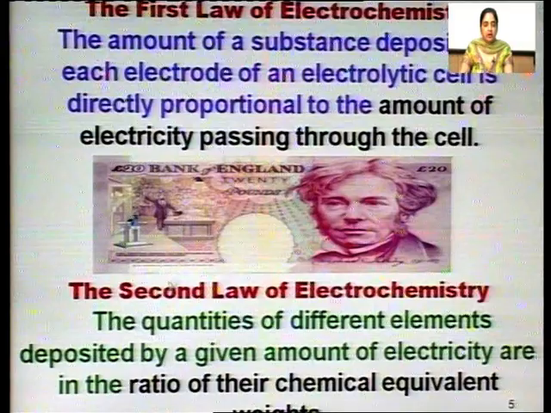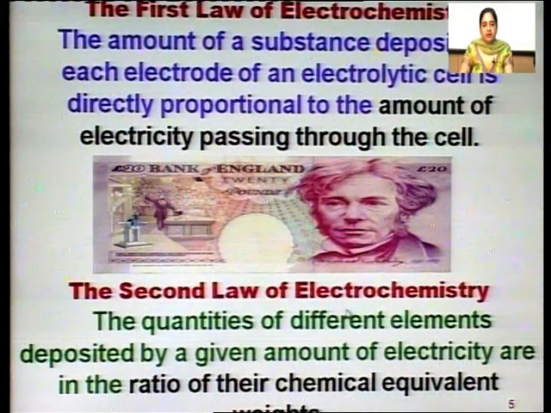Now, what is the second law of electrochemistry? The quantities of different elements deposited by a given amount of electricity are in the ratio of their chemical equivalent weights. Second law: the quantities of different elements deposited are in the ratio of their chemical equivalent weights.